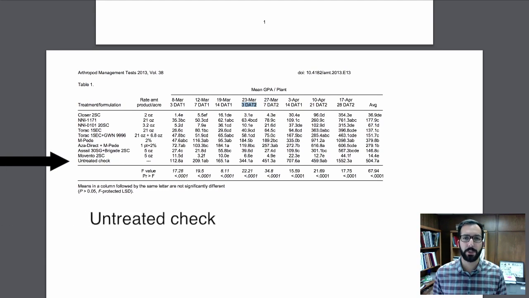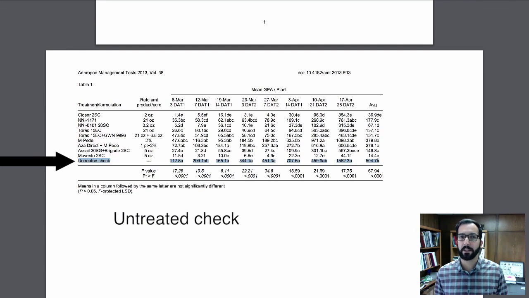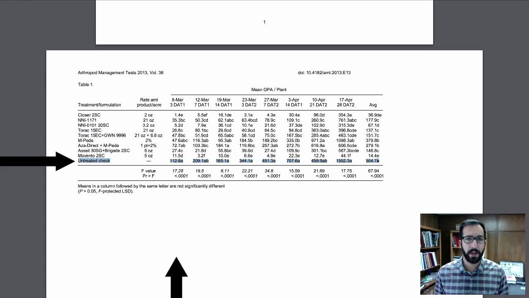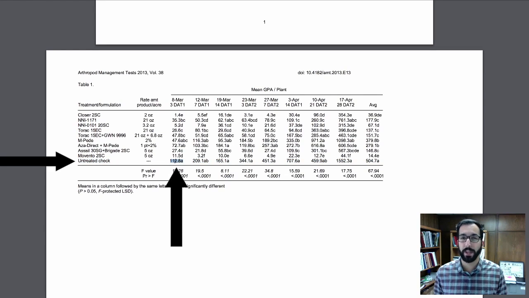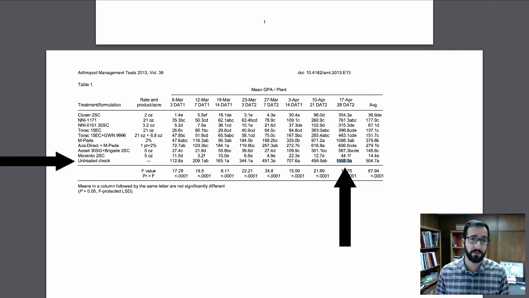Let's first start with the untreated check. This gives us an idea of how many aphids we would expect on a plant if we did not spray any pesticides at all. We should compare our pesticide treatments to these numbers. You'll notice that by 3 DAT, our aphid population's already over 112 aphids per plant. By 28 days after the second treatment, Dr. Palumbo was counting over 1,550 aphids per plant.